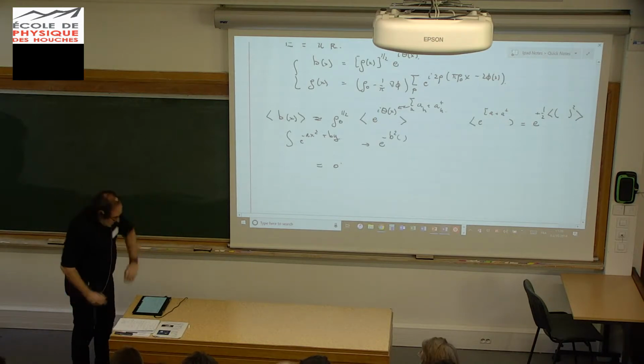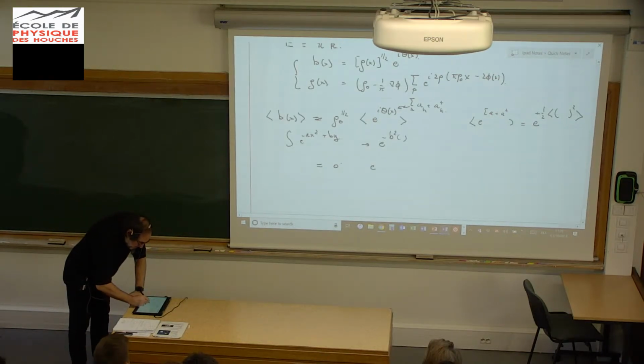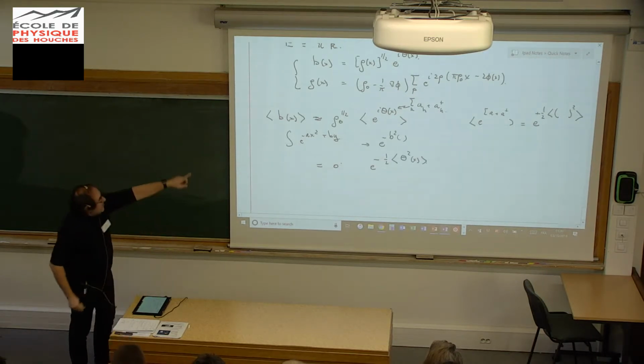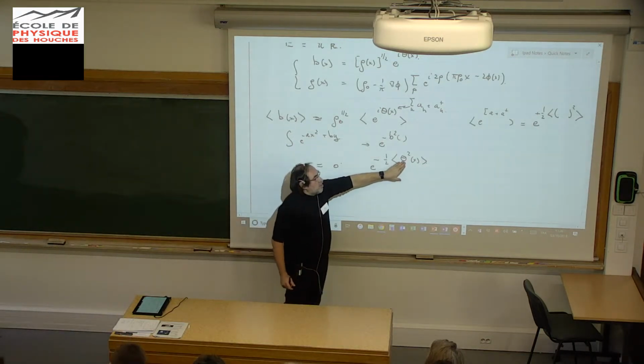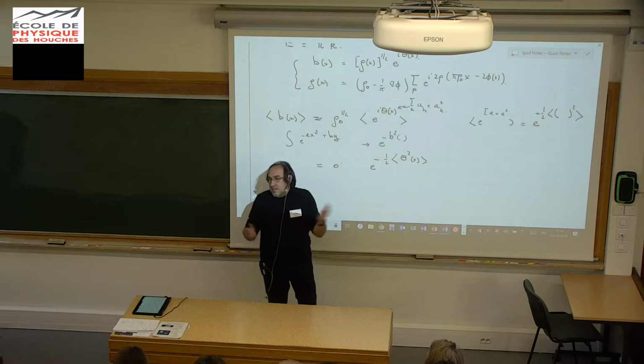And because of the i, this is essentially exponential of minus 1/2 of the average of theta squared of x. And the i gives you the minus sign. So this means that the fluctuations of theta are infinite. Theta is fluctuating all over the place.